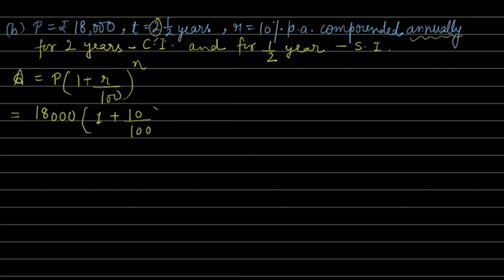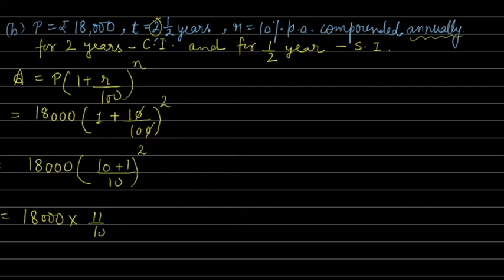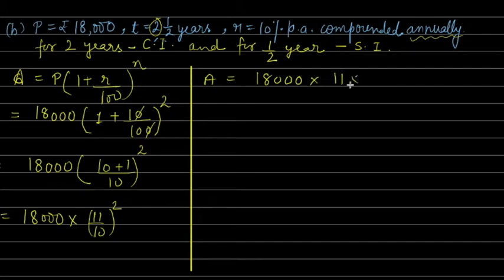We are calculating for 2 years, right? Not 2.5 years. We are only calculating first for 2 years. That is your whole number. Now this is cancelled. So this becomes 18,000 as it is. If I take LCM, 10 plus 1 upon 10 raised to the power 2. This is 18,000 into 11 by 10 raised to the power 2. Right? Now I need to expand the bracket to solve it for the amount. So when I expand it, how much will it be? 18,000 into 11 upon 10 by 10. So we have expanded 11 by 10 here.